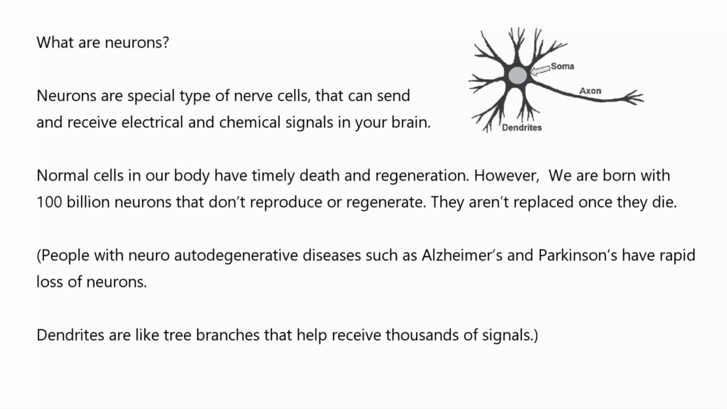What are neurons? Neurons are a special type of nerve cells that can send and receive electrical and chemical signals in your brain. Normal cells in our body have timely death and regeneration. However, we are born with 100 billion neurons that don't reproduce or regenerate. They aren't replaced once they die.